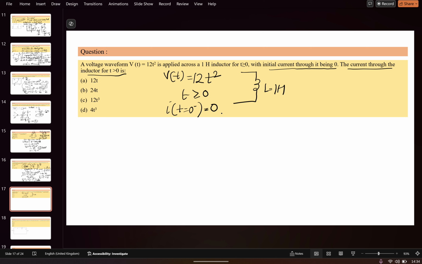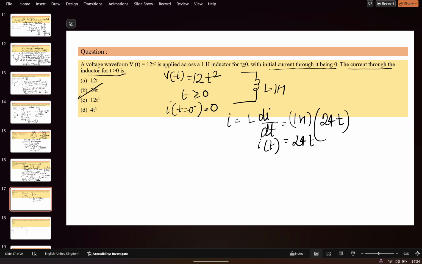So the current: L is given as 1 Henry, and di by dt is 12t square differentiated, which comes out to be 24t. So what is the value of current? It will come out to be 24t, but for t greater than 0. For t less than 0, it is equal to 0.